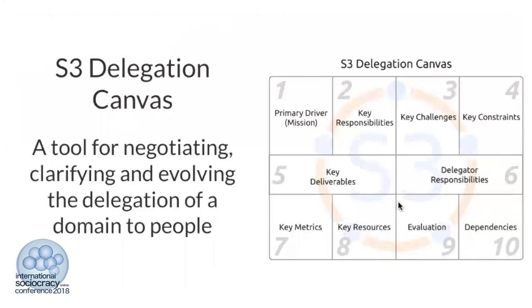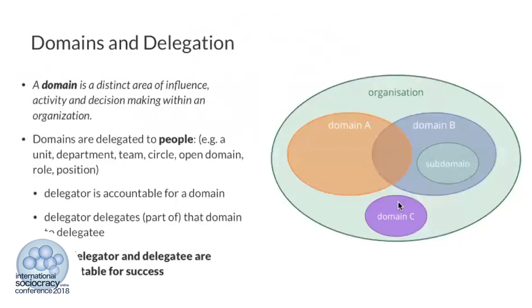It's not limited to this graphical representation, and mostly this graphical representation actually gets in the way if you fill it out. So the simplest way to do it is on a piece of paper. And before I dive into the delegation canvas, I'd like to give a very short overview of what we mean by domain and delegation, because everyone has a different interpretation. So in S3, we have a definition. A domain is a distinct area of influence, activity, and decision-making within an organization.